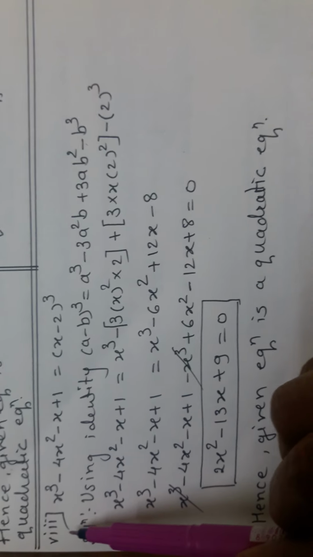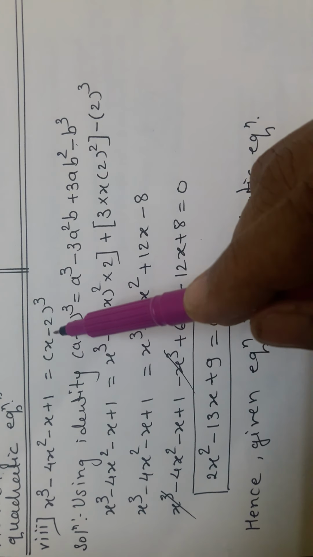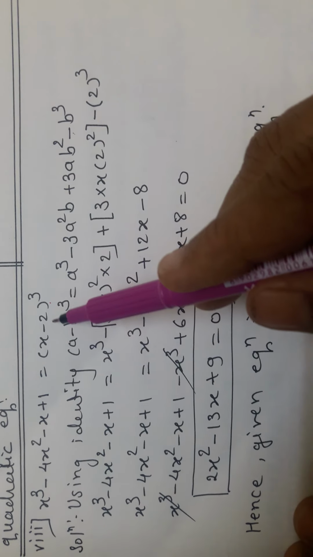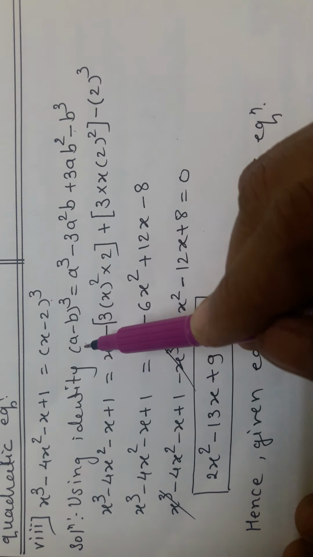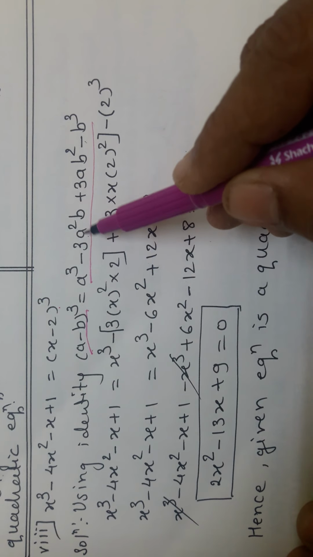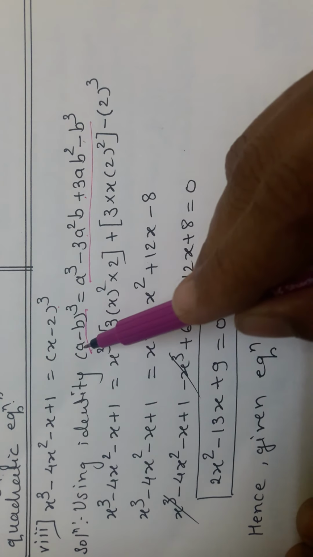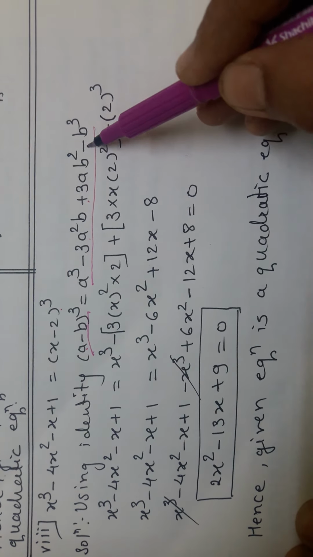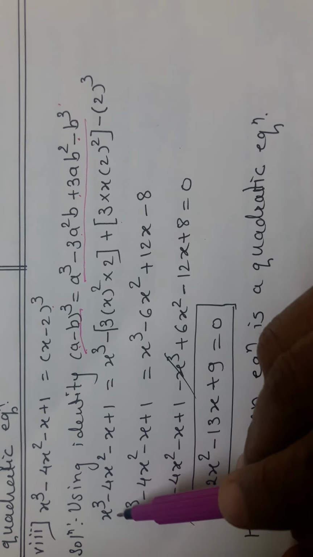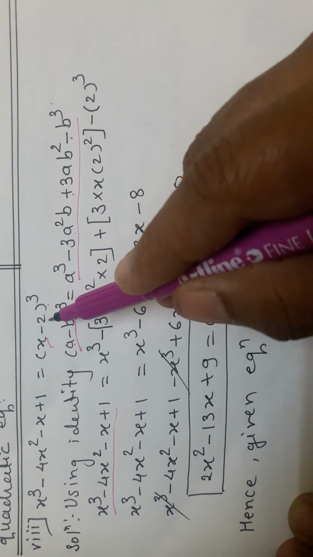Last problem, that is 8. X cube minus 4x square minus x plus 1 is equal to x minus 2 whole cube. Here the left hand side is already solved. Right hand side we have to solve using the identity a minus b whole cube. What is that identity? A cube minus 3 first term square into second term plus 3 into first term and second term square minus b cube. Okay, this identity we have to use here. So left hand side as it is we will write is equal to right hand side. What is first term? X. What is second term? Minus 2.